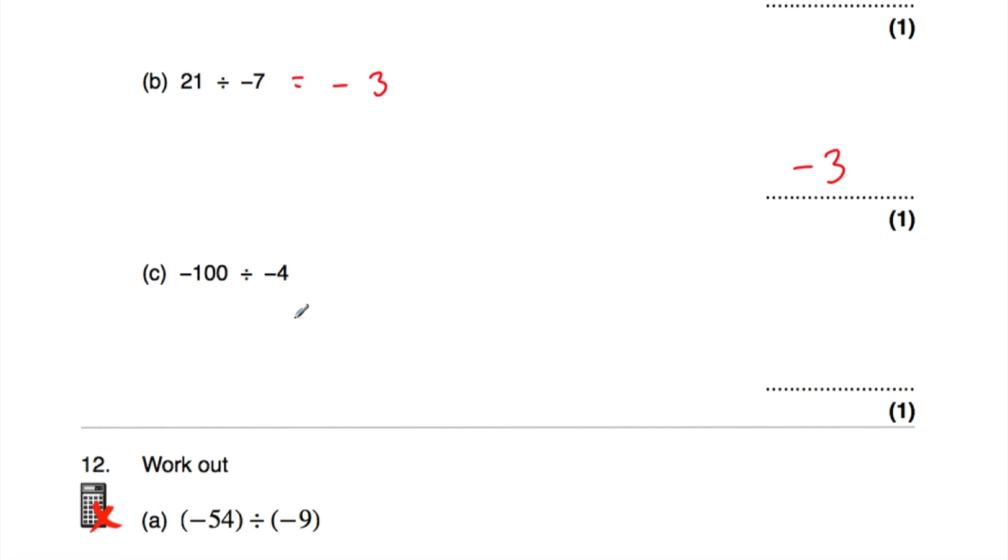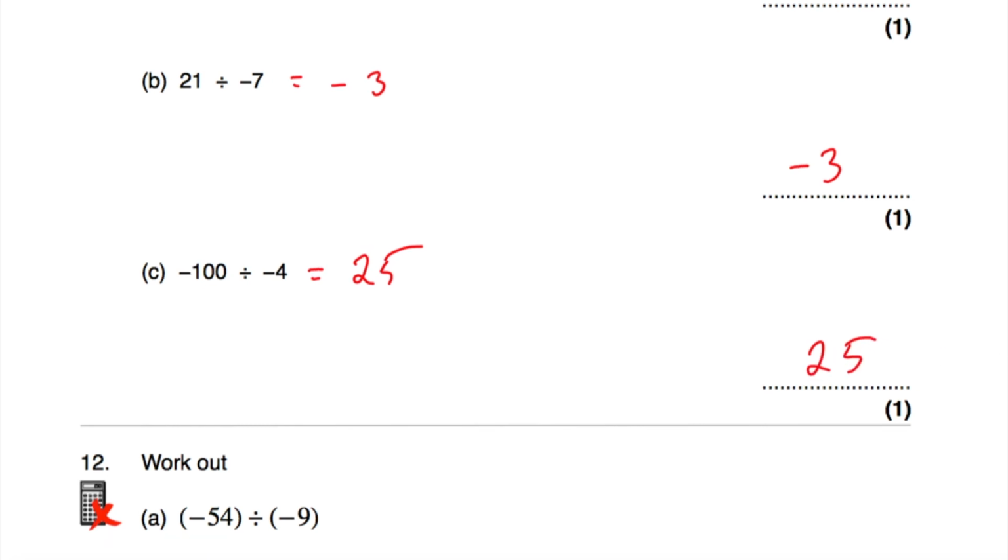Okay, part C. Part C says to work out negative 100 divided by negative 4. Well, a negative divided by a negative is a positive, and 100 divided by 4 is 25. So the answer will just be 25. And that's it. Okay, let's have a look at question number 12.